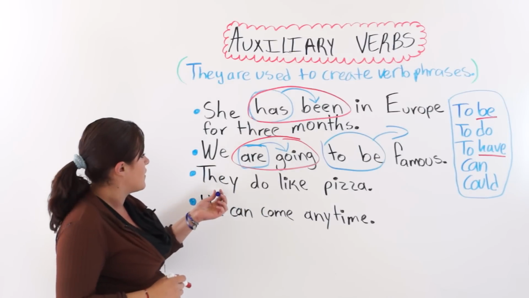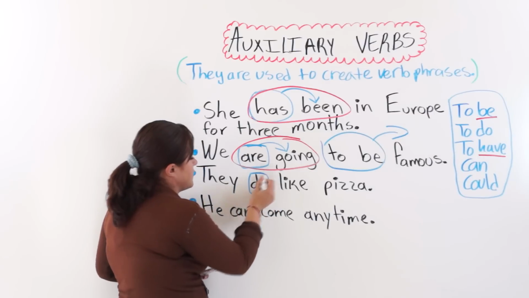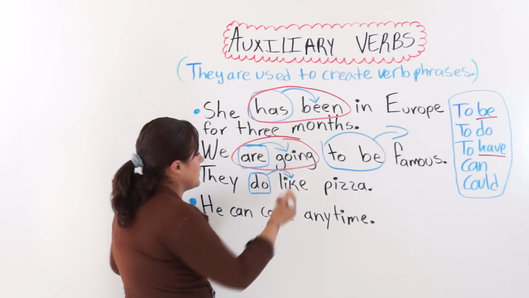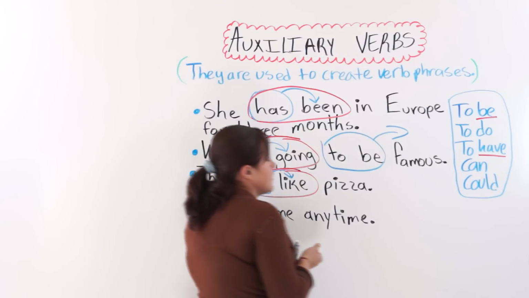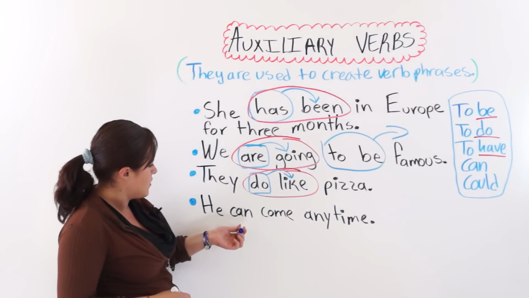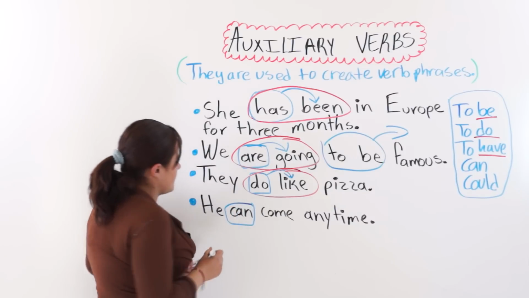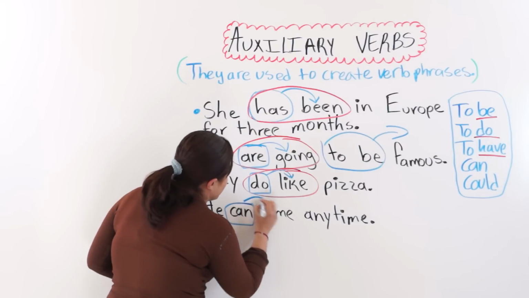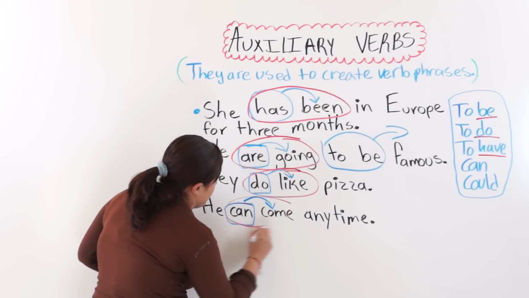The next one says, they do like pizza. They do like pizza. In this case, our auxiliary verb is this one. And it joins this complete or principal verb to create a phrase. They do like pizza. So in this case, we are using to do. Right? And the last one says, she can come anytime. She can come anytime. We are using this auxiliary verb that expresses ability, and we are joining it to this principal verb to create a phrase. She can come anytime.